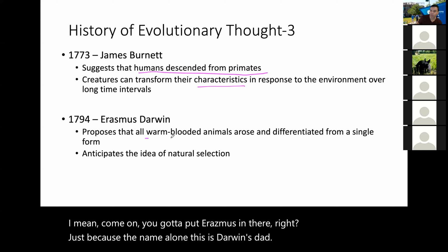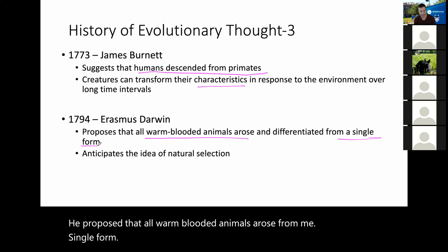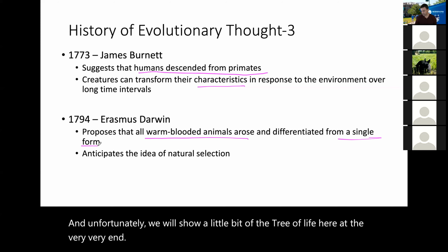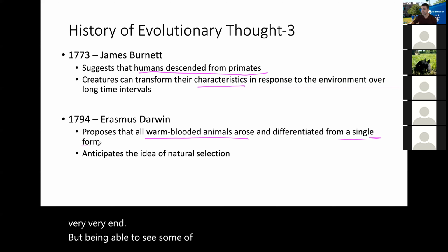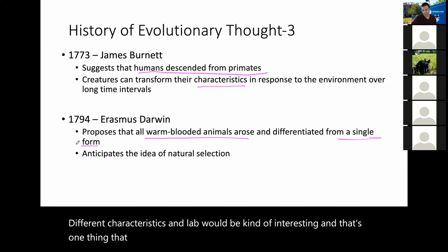He proposed that all warm-blooded animals arose from a single form, a common ancestor, descent through modification. And unfortunately, we'll show a little bit of the tree of life here at the very, very end. But being able to see some of these different characteristics in lab would be kind of interesting. And that's one thing we kind of get neglected this semester.